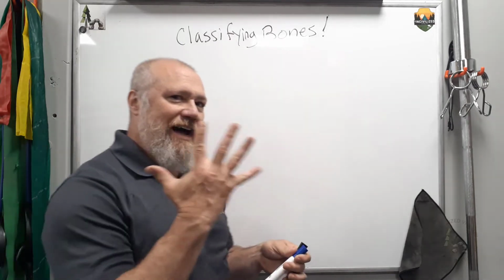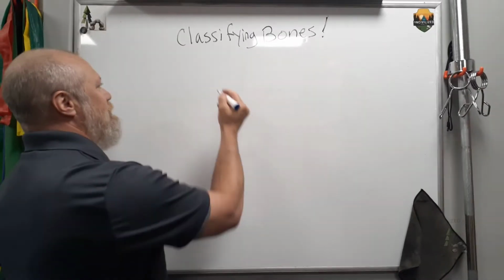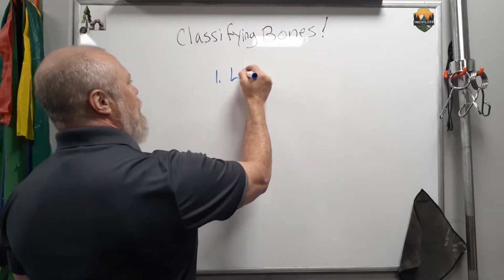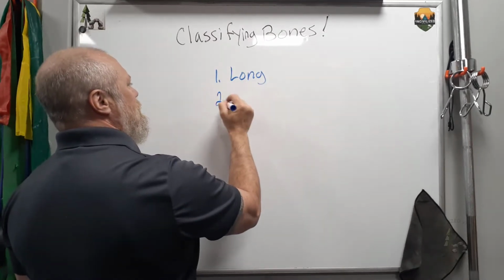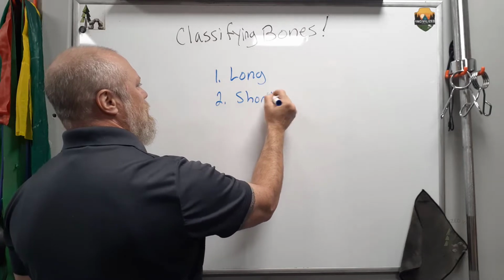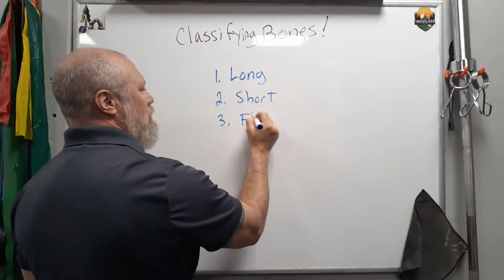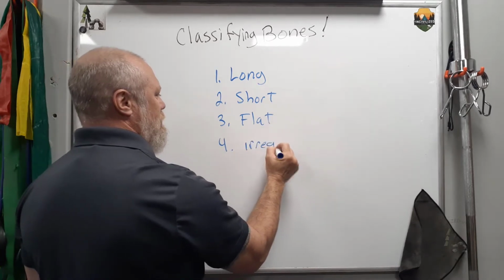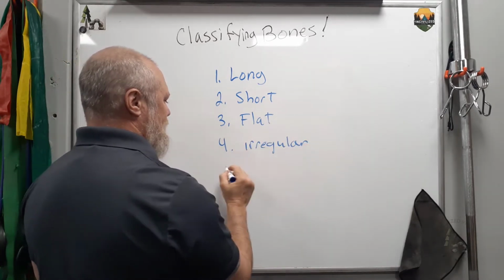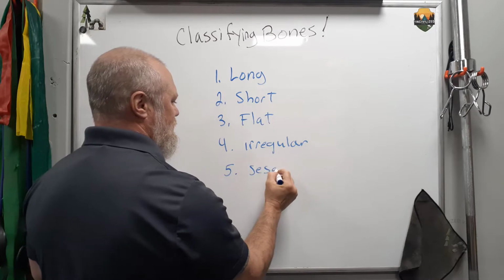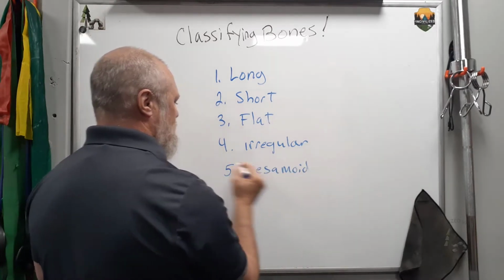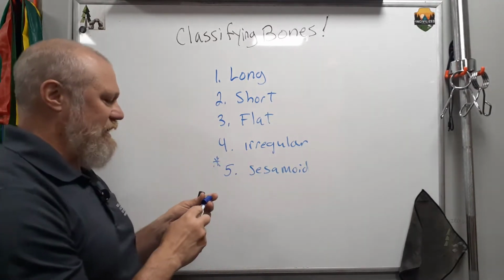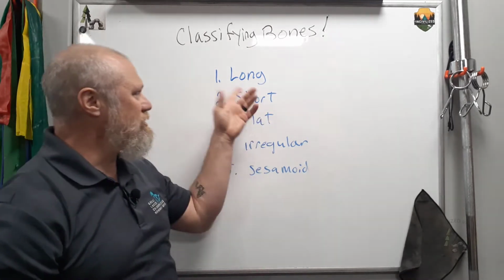So we have five classifications of bones. Okay? We have long bones, short bones, flat bones, and irregular bones. And then the fifth one is the sesamoid bone. Sometimes you don't really hear that fifth classification of bone, just these first four.